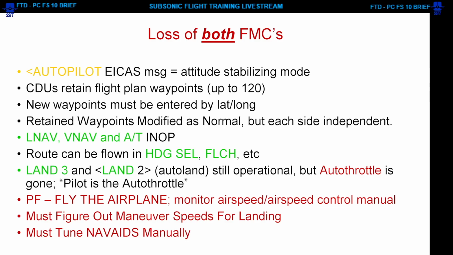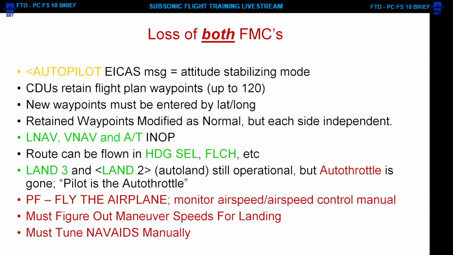So the retained waypoints can be modified as normal, but when you execute, it's only going to show up on one side. So if you go direct to ABC and ABC is part of your route, then that's fine. But it's just going to show up on the left side, let's say, if you were to put that in. So the first officer would have to put that in as well. And they could be off a little bit because one's getting left IRS information, the other's getting right IRS information. So, but you could split the difference.